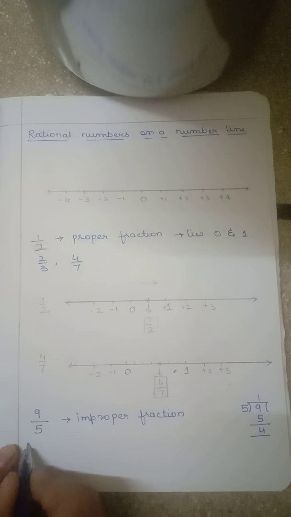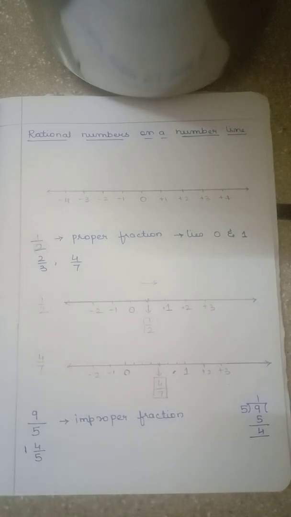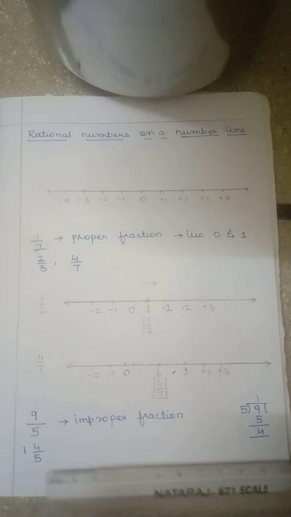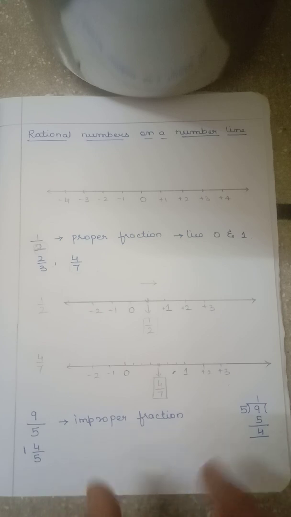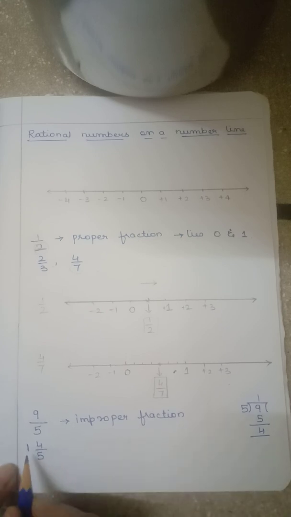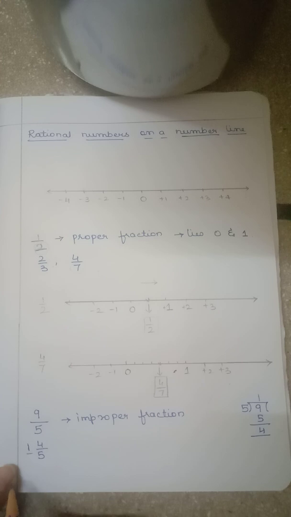So you get one integer 4 by 5. Now represent this on the number line. Before representing it on the number line, we have to find out which part to enlarge, children. See the whole number we have got here. The integer part is 1. After that, which number comes? After 1 comes 2. So always remember it lies between 1 and 2.